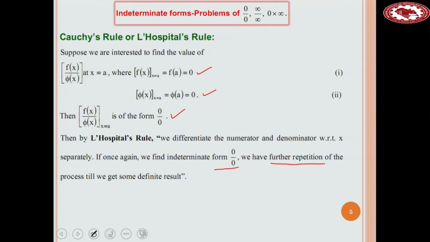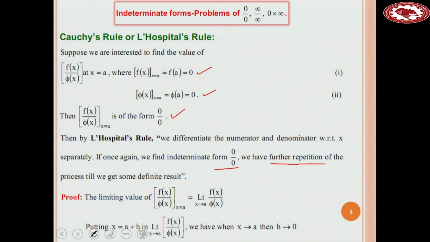OK. So we differentiate the numerator and denominator with respect to x separately. If once again we find indeterminate form 0 over 0, we repeat the process till we get some definite result. Let us try to develop this formula. The limiting value of f(x) over phi(x) at x equal to a is equal to limit x tends to a of f(x) over phi(x).